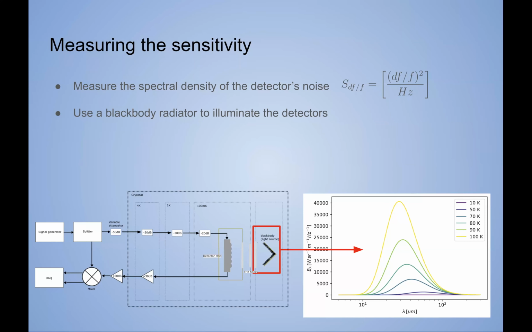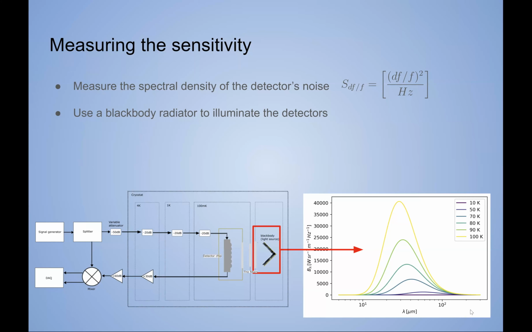But to map it to an actual power, you have to know what sort of optical energy corresponds to a fluctuation in resonance frequency. And that's the calibration step, which you basically use to convert this dF over F to watts essentially.